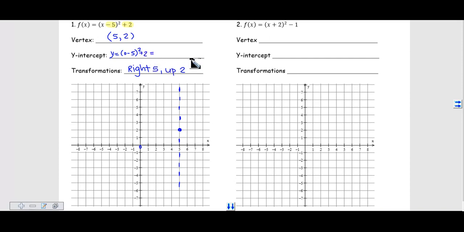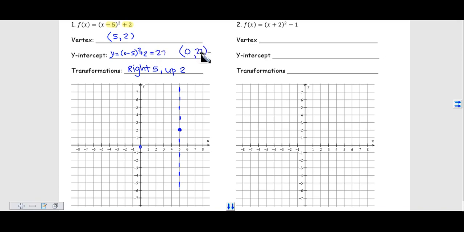I'm going to get an answer for this, but at the same time, I want you to realize this is a point. I've just plugged a 0 in for the x, so that means that x is 0, and I'm going to get an answer for the y. 0 minus 5 is negative 5. When I square that, I get 25, and when I add 2, I get 27.